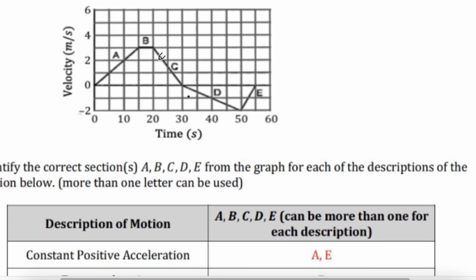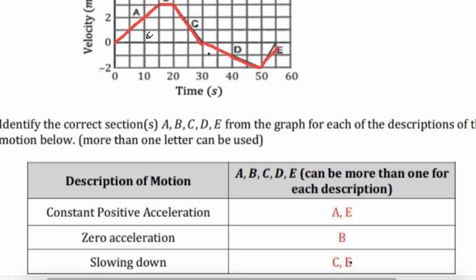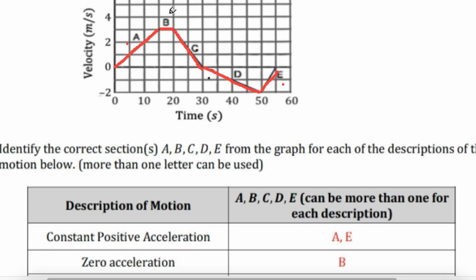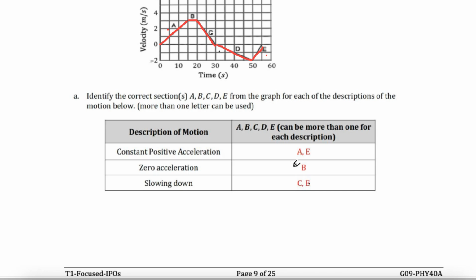So again, as we are now hopefully professionals with this, we can see that this has positive acceleration, constant velocity, negative acceleration, also negative acceleration, and positive acceleration. So positive was only A and E. 0 was B up here. And slowing down was C and D.